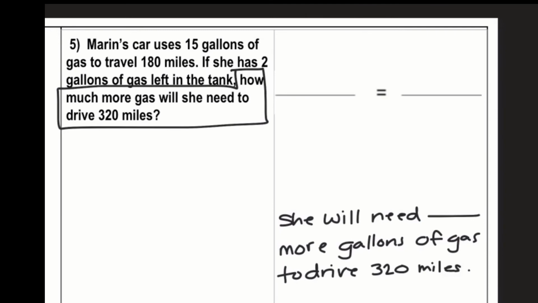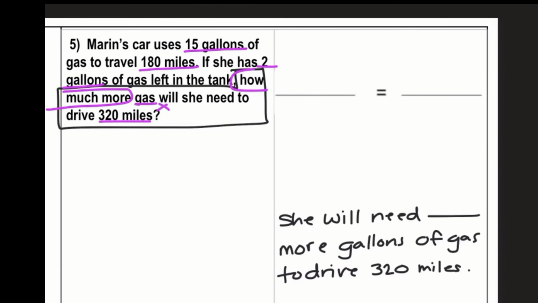Let's go line by line, look for some key operation words, phrases, important numbers, what's being related to what. Marin's car uses 15 gallons of gas to travel 180 miles. Gallons is being related to miles there. If she has 2 gallons of gas left in the tank, how much more gas will she need to drive 320 miles? So we know that there are 2 gallons left. We need to figure out how much more gas she'll need to drive 320 miles. So here is my variable. Let's let X represent gas, which is going to be filled in gallons.